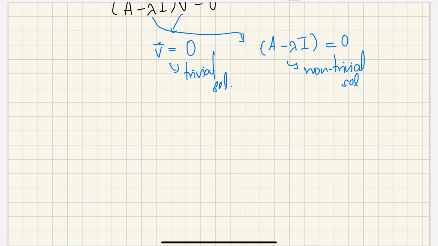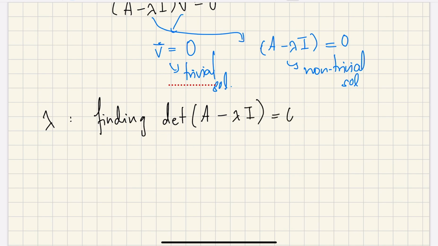Now I want you to recall the method of solving for eigenvalues and eigenvectors, which is you find the eigenvalues by finding the determinant of A minus lambda I and equating it to 0, or you can use this equation, which is simply what you will get by doing that.